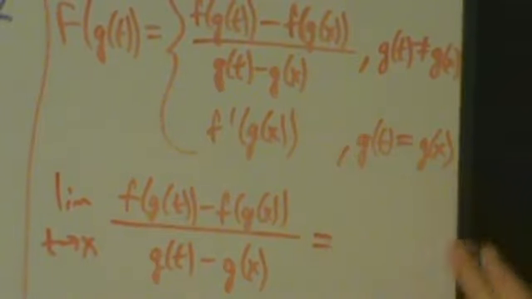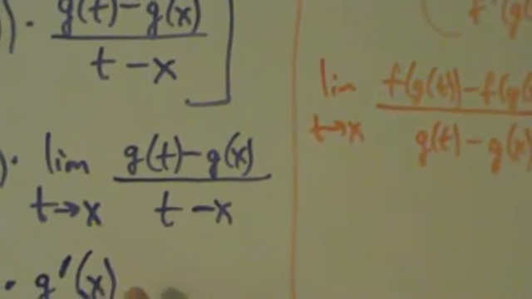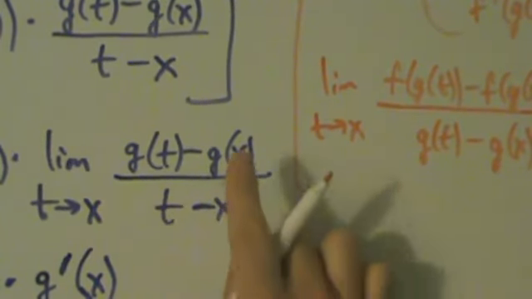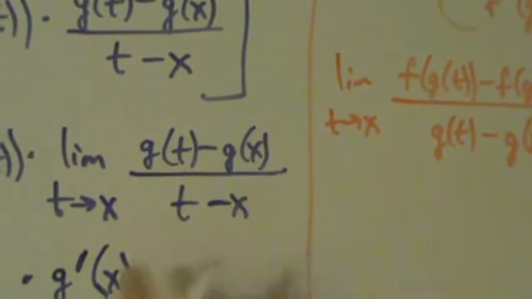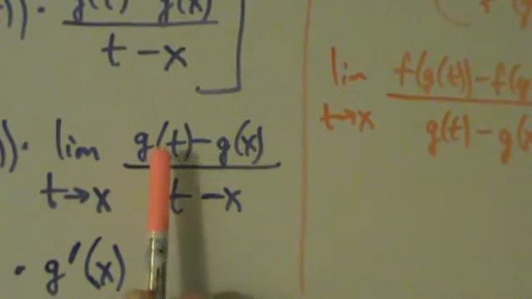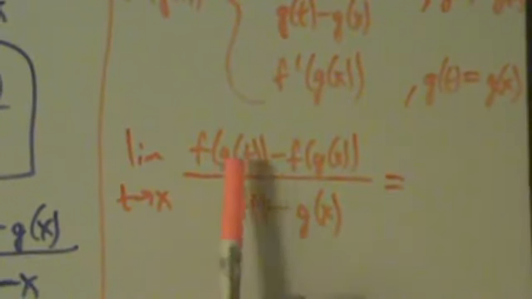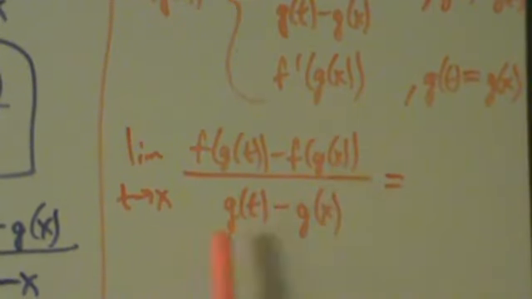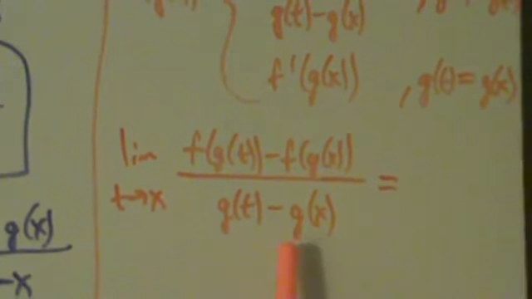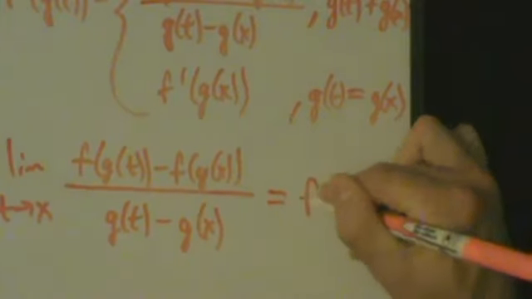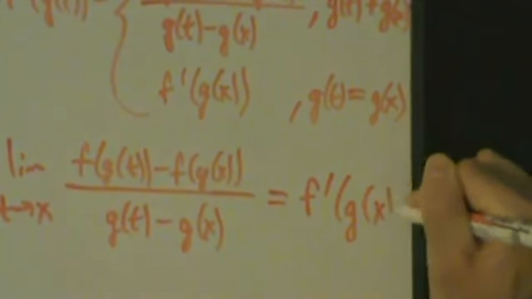And now notice this looks pretty similar to this, right? The limit as t goes to x of g of t minus g of x over t minus x equals g prime of x, because here's t, here's x, here's t, here's x. Therefore, g prime of x. Here is g of t, g of x, g of t, g of x. Therefore, this limit is going to be f prime of g of x.